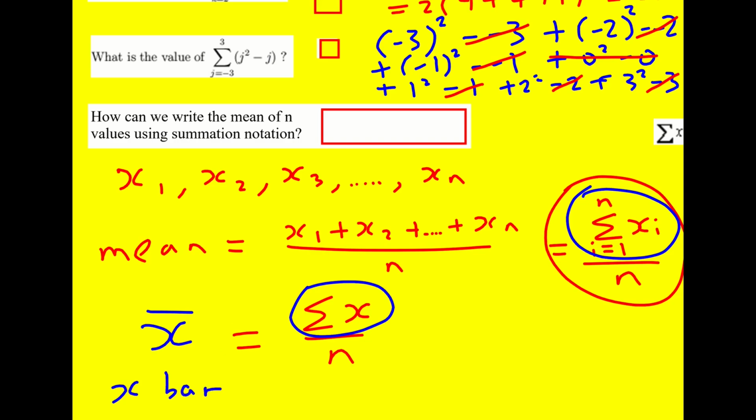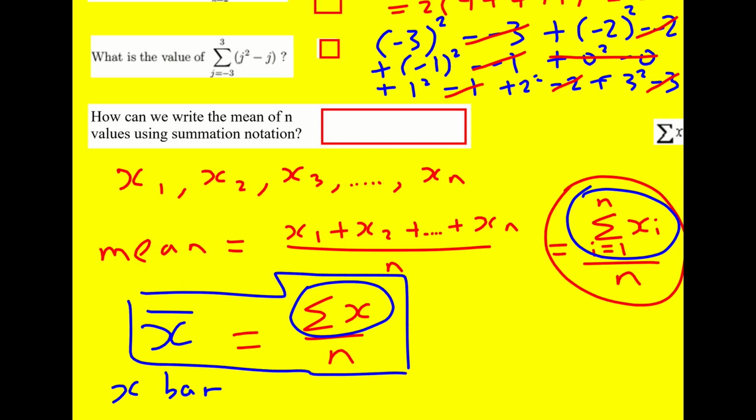I'm not going to do any more on that today, but that's going to be straight in there next time to be able to calculate the mean, and you'll see why, because I'm going to be extending it a little bit further. But we've got summation notation and we can write the mean in terms of that.